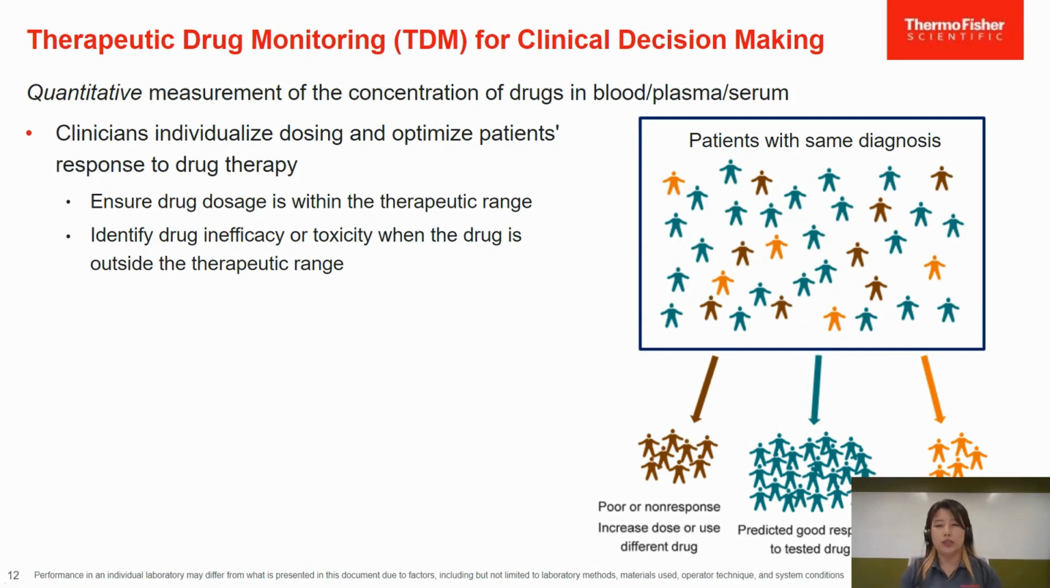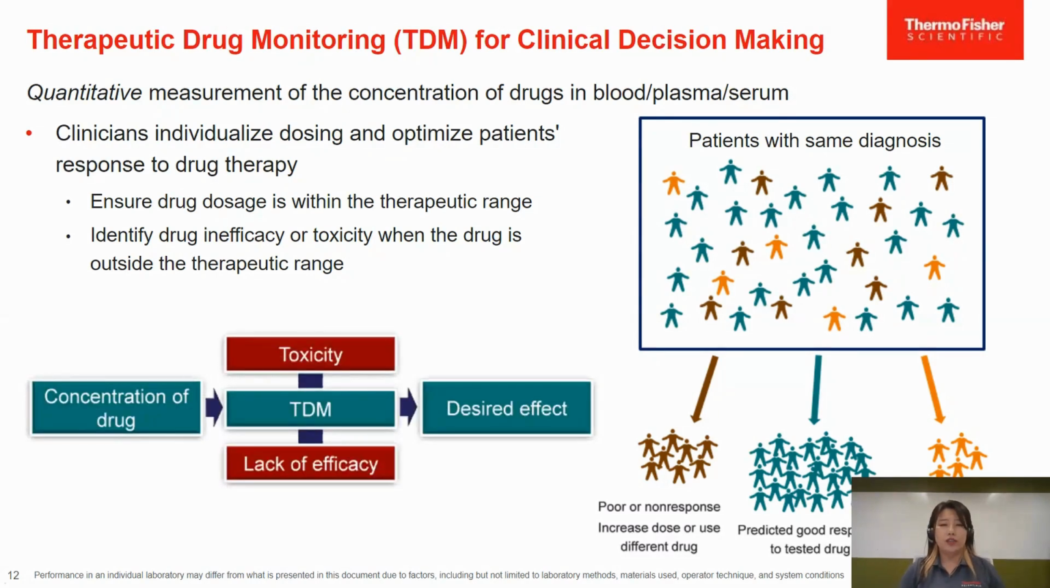So most of them are going to show the predicted good response to the tested drug, but some people are going to show poor or non-response, or in fewer cases, increased toxicity risk. So clinicians have to decide whether to change the dosing or frequency, or even change to another drug, right? So by TDM, measuring the concentration, if any toxicity or lack of efficacy is observed, they have to adjust the dosing or dosing frequencies to get the desired effect during the drug therapy.